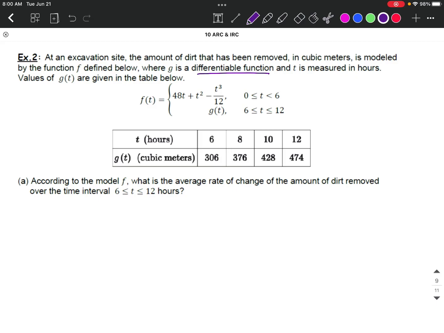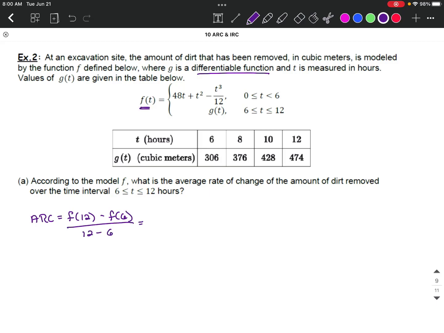Values of g of t are given in the table below. According to the model f, what is the average rate of change of the amount of dirt removed over the time interval from 6 to 12 hours? So, average rate of change. Now the function for removing the dirt is f of t. So we would do f of 12 minus f of 6 over 12 minus 6.